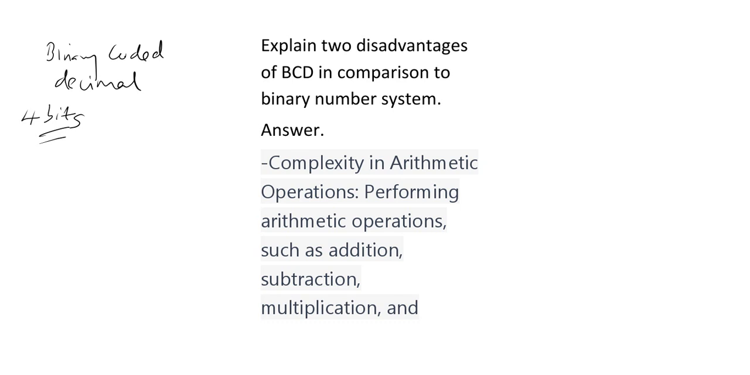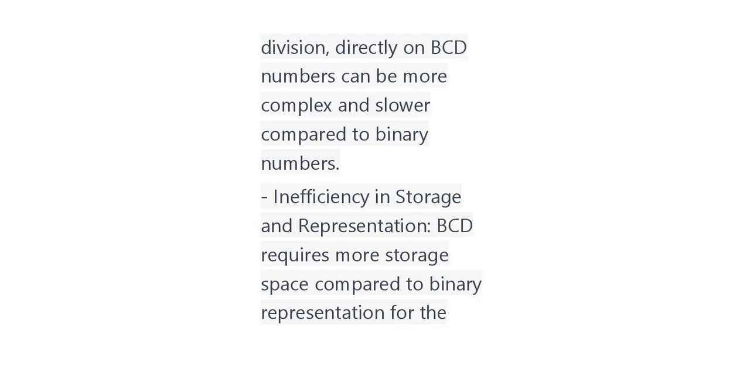So when you consider BCD numbers in comparison with binary numbers, you find that when doing arithmetic operations such as addition, subtraction, multiplication, and also division, BCD numbers are more complex and slower compared to binary numbers.